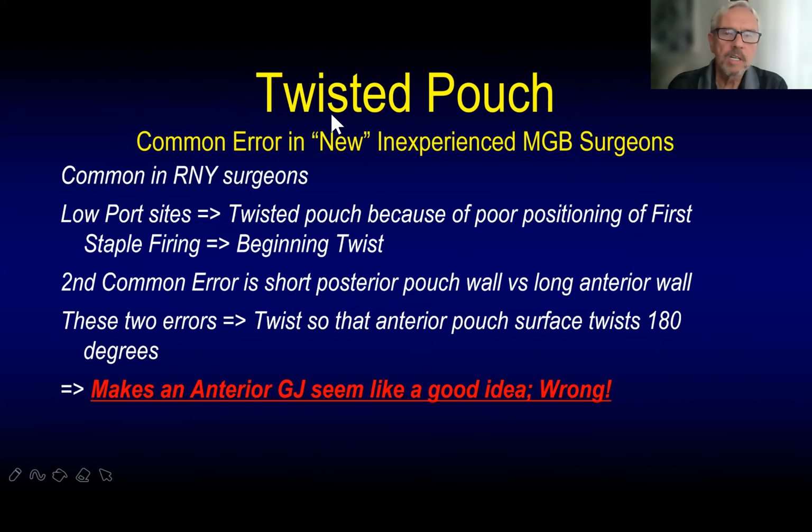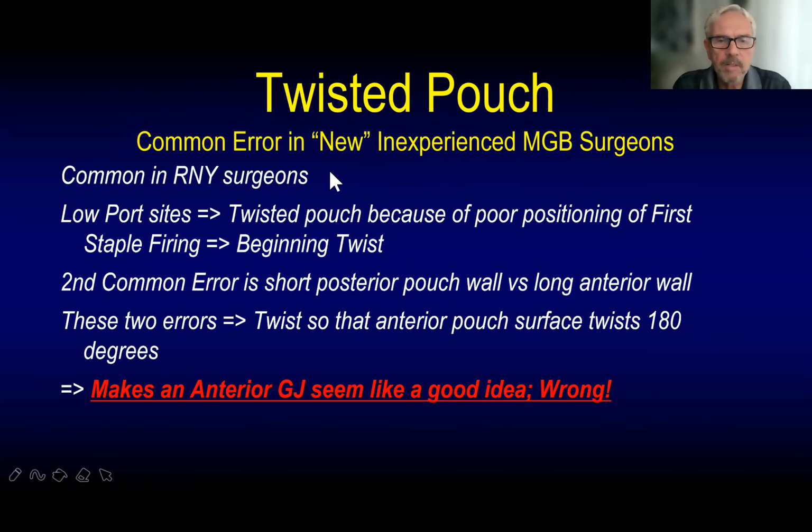Okay, the next thing we're going to talk about is the twisted pouch, and this is a common error, in my experience, of new and inexperienced MGB surgeons. It's common in Roux-en-Y surgeons who are constantly trying to make a small, narrow, obstructive Roux-en-Y pouch. It also happens commonly, in my experience, when they have a low port site. Then they twist the pouch because of poor positioning of the first staple cartridge. We'll look a little bit of that. That begins the twist, and we'll show you some videos.